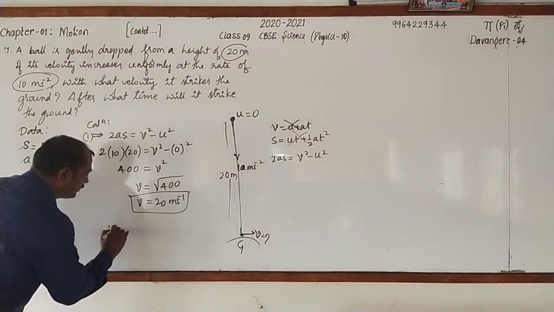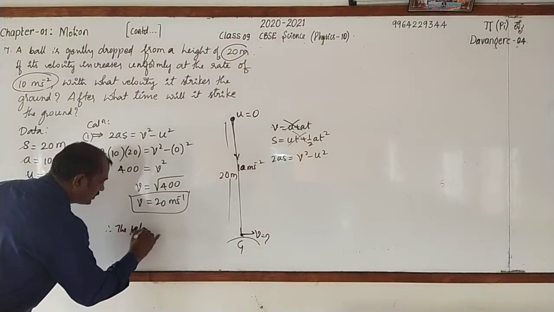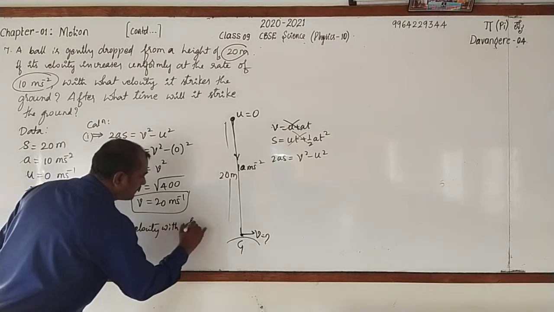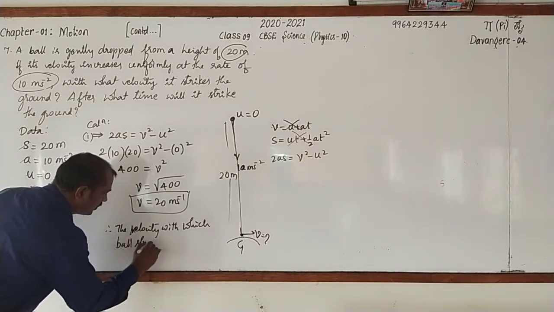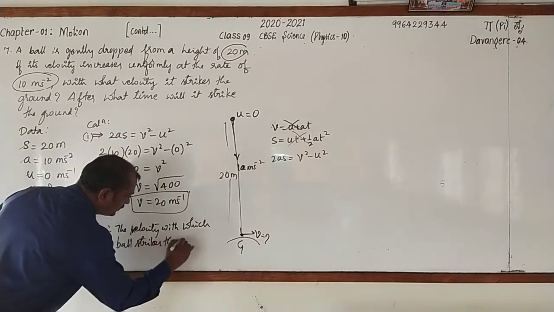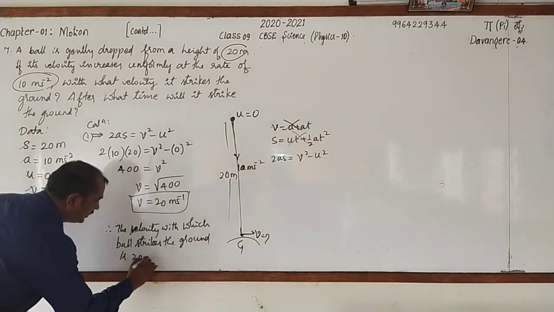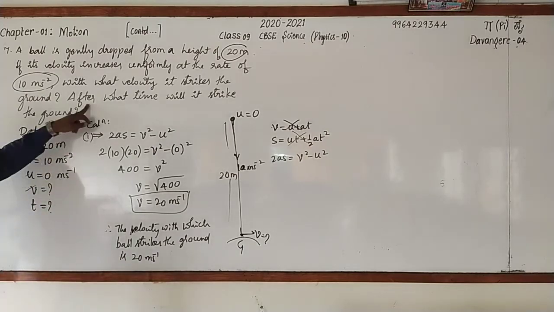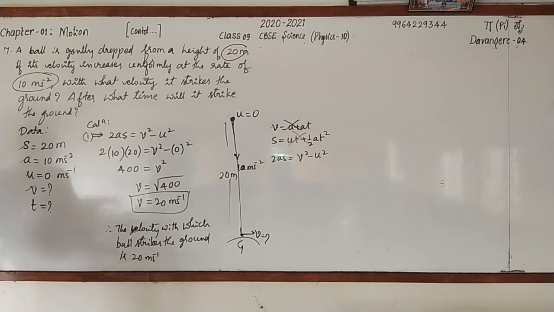Therefore, the velocity with which the ball strikes the ground is how much? It is 20 meter per second. Next sub question is there. After what time will it strike?